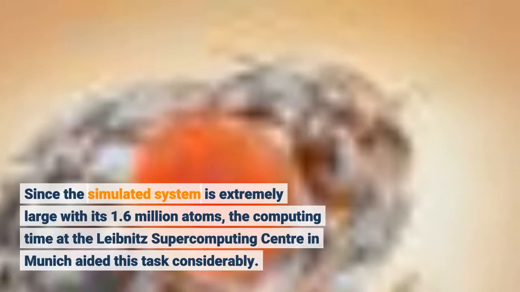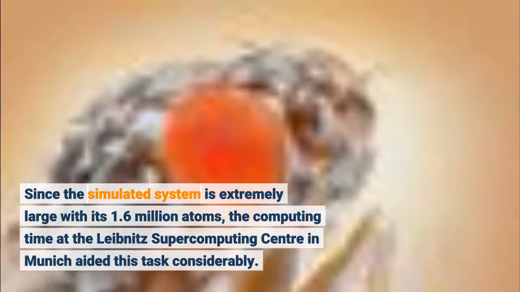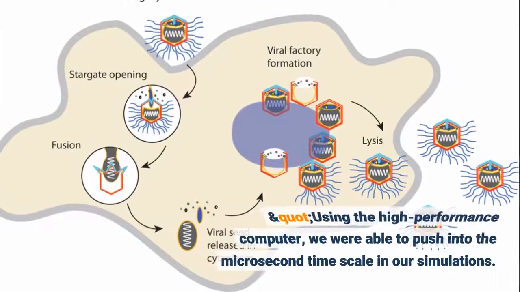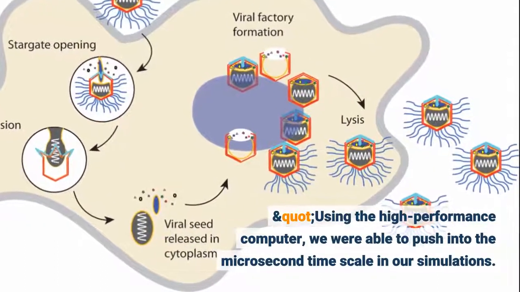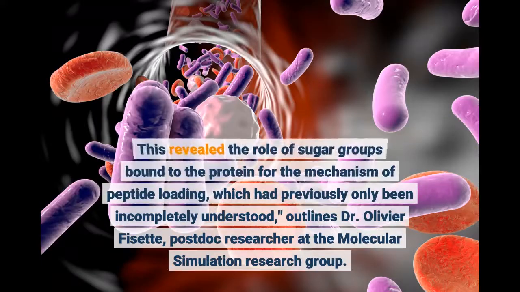Since the simulated system is extremely large with its 1.6 million atoms, the computing time at the Leibniz Supercomputing Center in Munich aided this task considerably. "Using the high-performance computer, we were able to push into the microsecond timescale in our simulations. This revealed the role of sugar groups bound to the protein for the mechanism of peptide loading, which had previously only been incompletely understood," outlines Dr. Olivier Fizet, postdoc researcher at the Molecular Simulation Research Group.